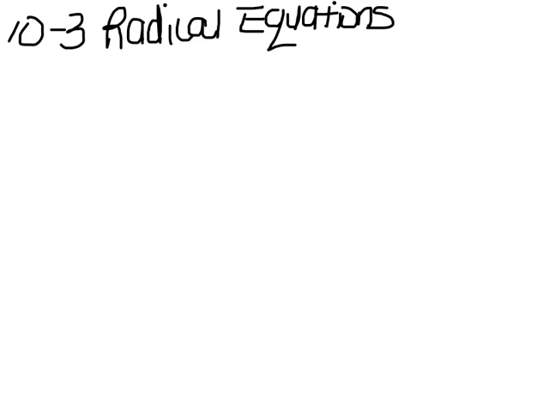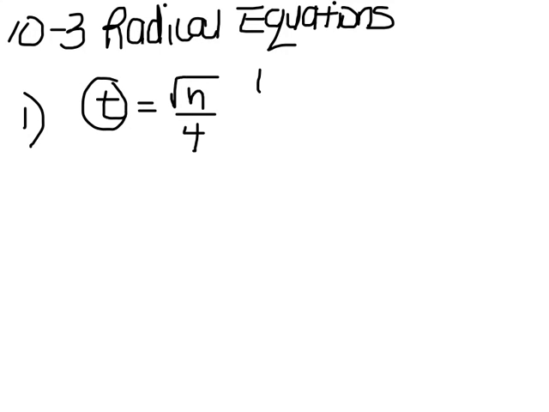This lesson will be on 10-3 radical equations. So in example 1, we're given the equation t equals radical h over 4. We're also told that t is equal to 2.5 seconds. So if we set up our equation and we substitute in 2.5 for t, we'd have 2.5 equals radical h over 4.